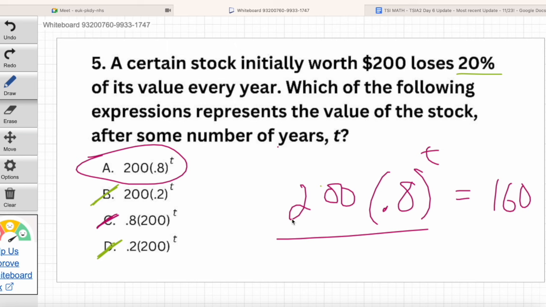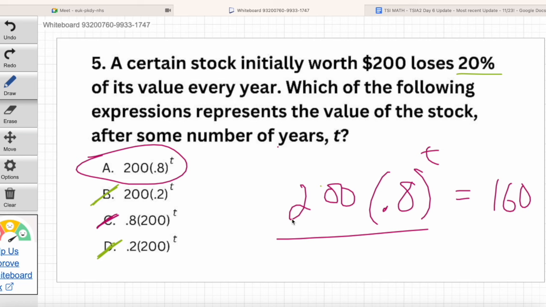Okay. So if you understand the structure of that, if you want to decrease something by 25%, what should you multiply by? You should multiply it by 75%, or 0.75. Yeah. What if you want to decrease something by 30%? What should you multiply by? 70%, or 0.7.